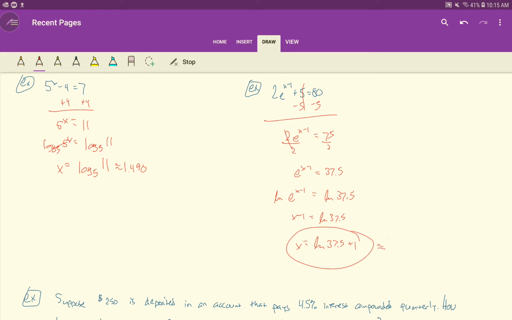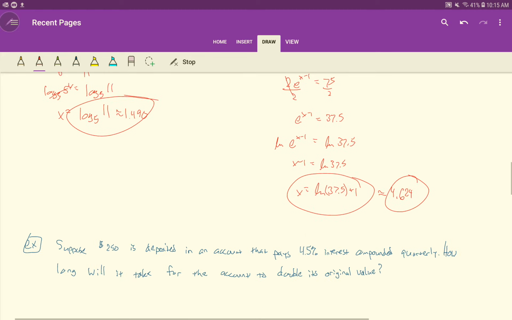to do this on my calculator here in my hand, okay? The plus 1's on the outside of the logarithm, so make sure you close the parentheses around that 37.5, and you should get about 4.624, okay? All right, let's keep going here.